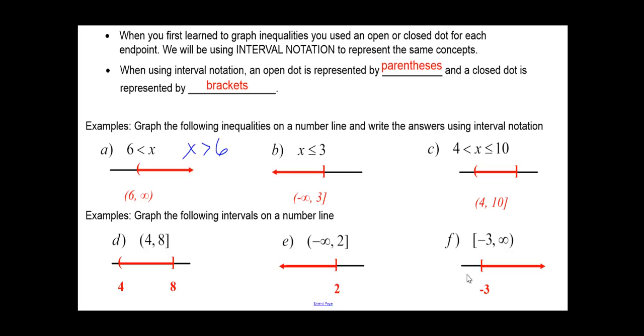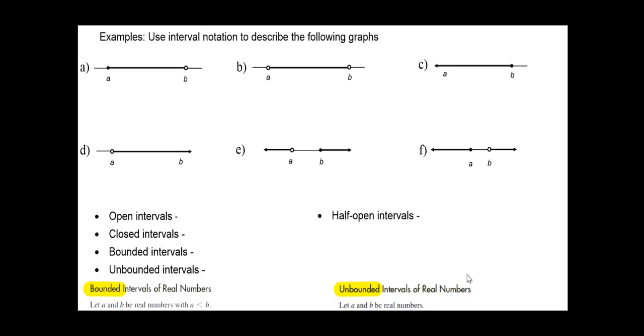Letter F says anything greater than or equal to negative 3, so that would include a bracket and everything to the right. In this slide, we are going to use interval notation to describe the graphs. We're going to go backwards this time. We have two endpoints here, A and B. A is included, B is not. So the interval that represents that would have a bracket on A and a parenthesis on B. This might be a good time for you to pause the video, see if you can fill in all of these on your own, and then check your answers when you're done.